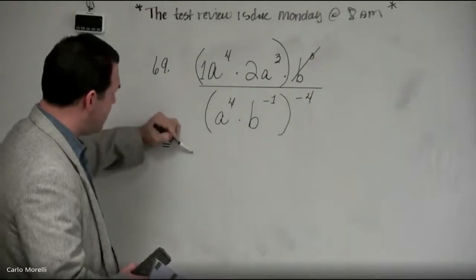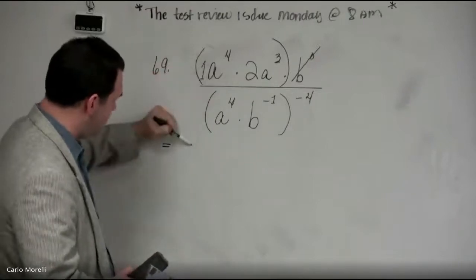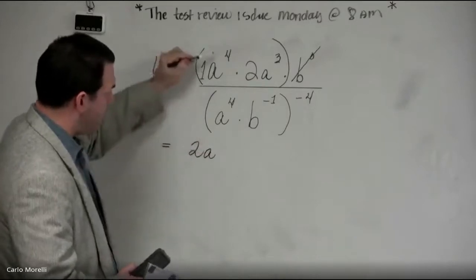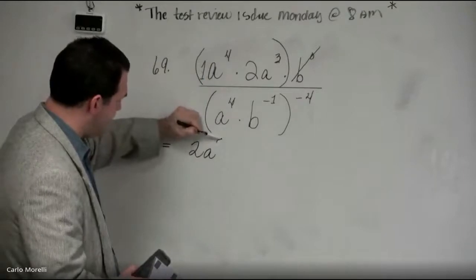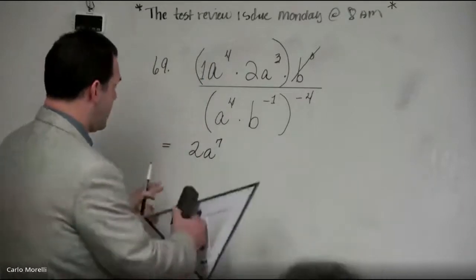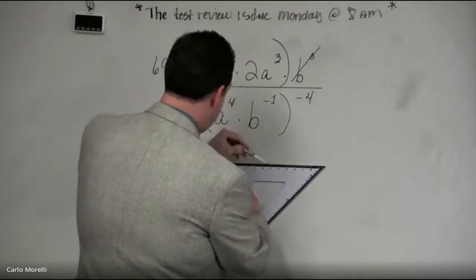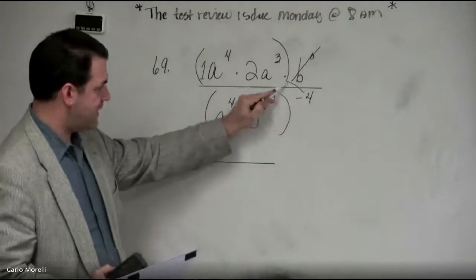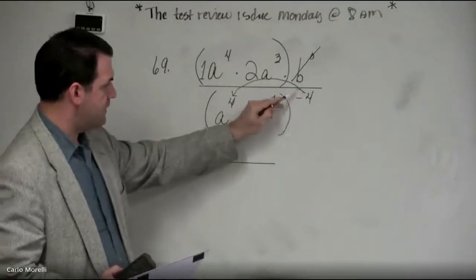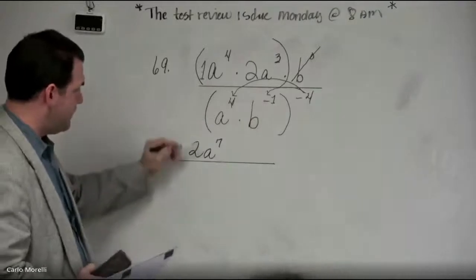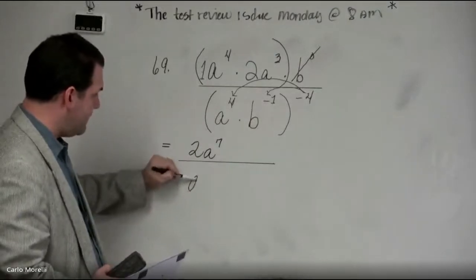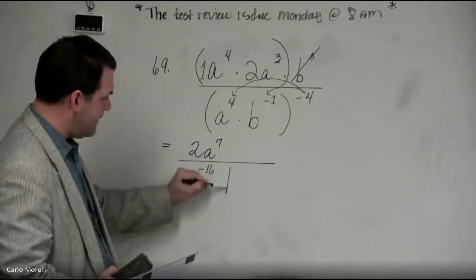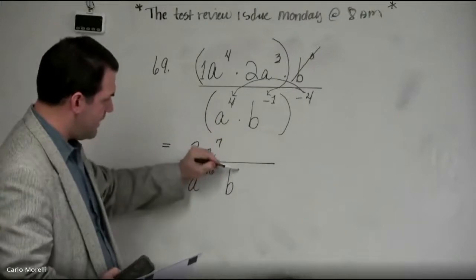But that's going to give me 1 times 2 is 2. And then a raised to the power of 4 plus 3. So that's a to the 7th. And that's the whole numerator now. And then in the denominator, what we need to do is distribute, multiply this -4 here and here. So in the denominator, I'm going to have a to the -16th power times b to the positive fourth power.